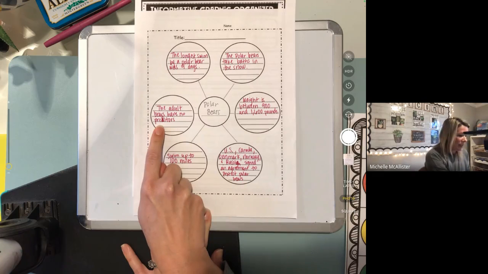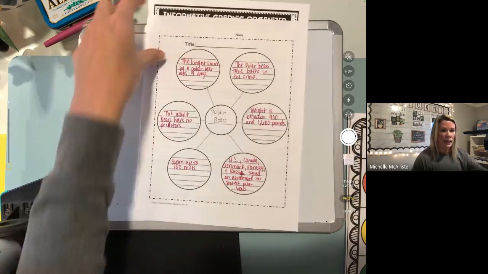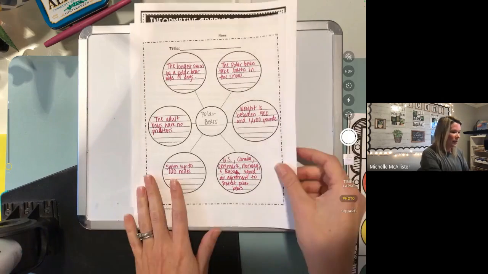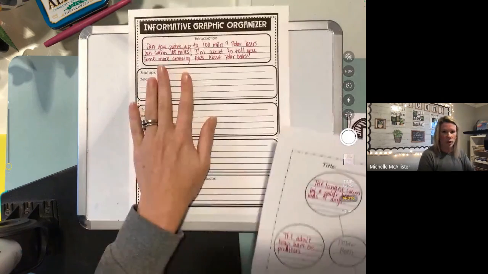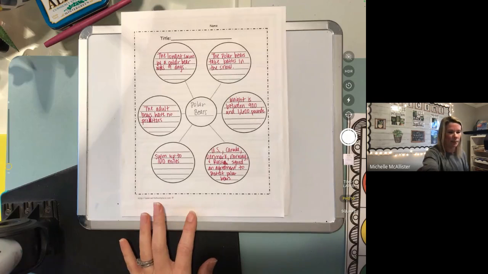And the last one is the adult bears have no predators. Okay, they have no predators. Okay, so I need to pick 3 of these to put on my graphic organizer. What is the first one we should talk about? I'm going to pick a stick.